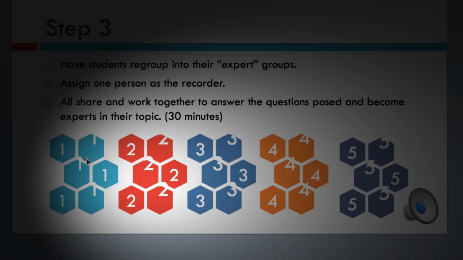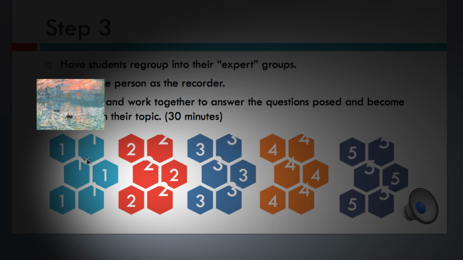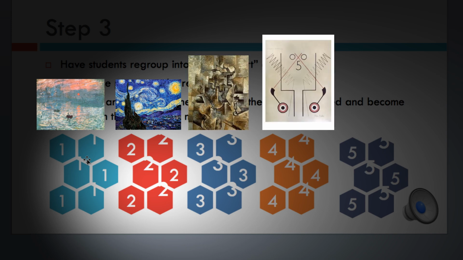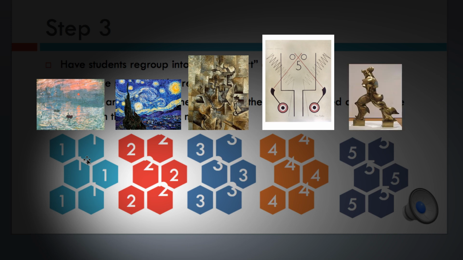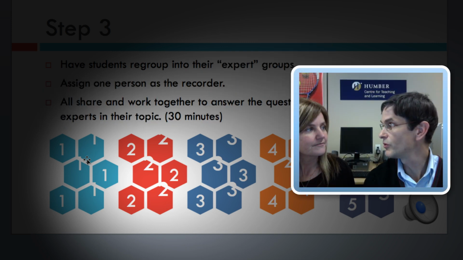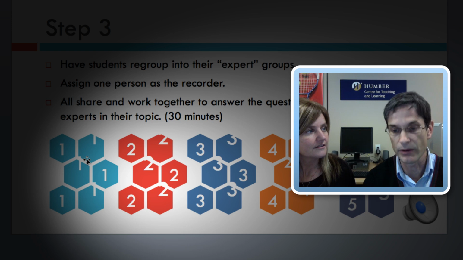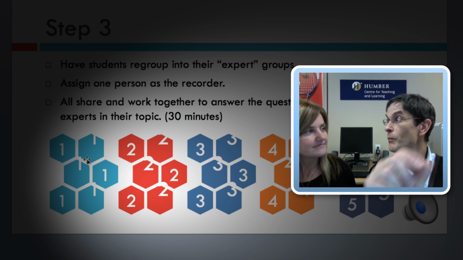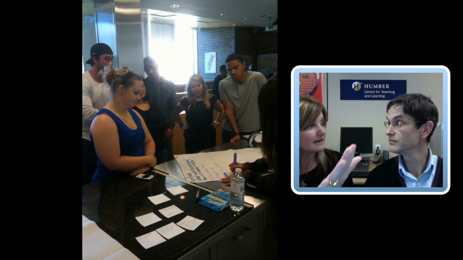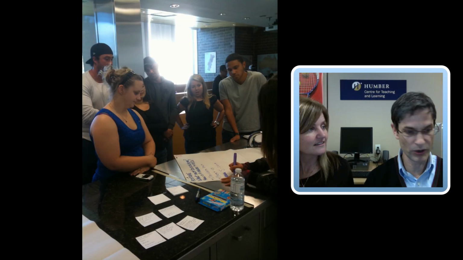So we have group number 1 here. They're the Impressionists. We've got group number 2, and we'll call them the Expressionists. 3 we'll call the Cubists, 4 the Dadaists, and 5 the Futurists. So we've got these hives of expertise where they're looking on computers, through textbooks, through their material, answering questions, and summarizing things on a big piece of paper, which is going to be hung on the wall.